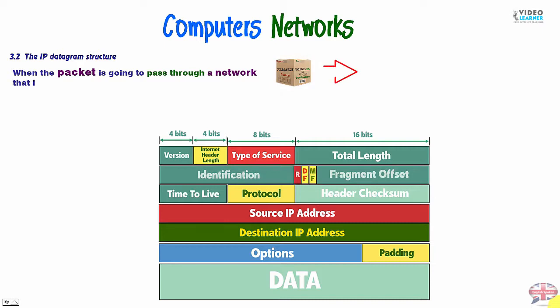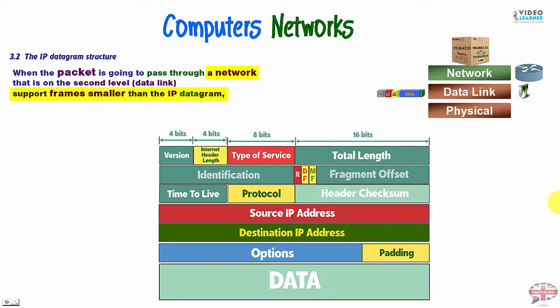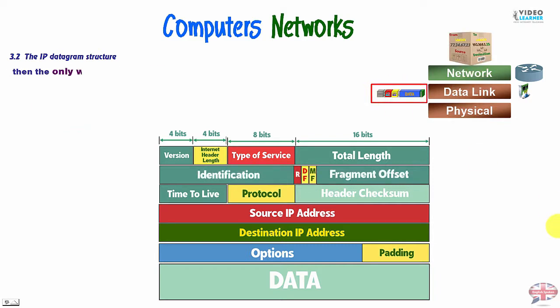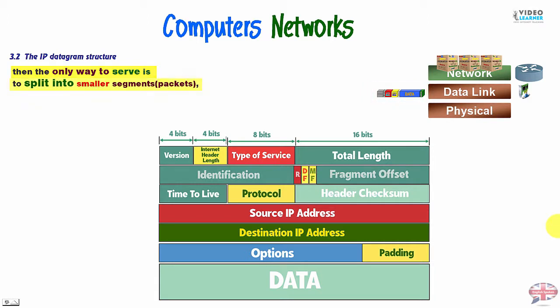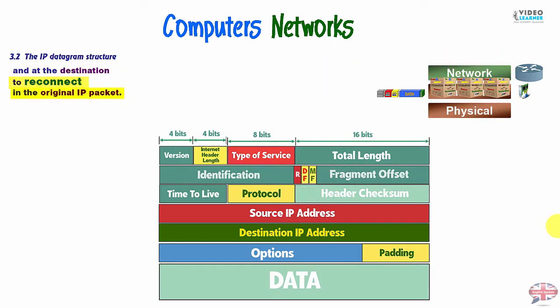This happens when the packet is going to pass through a network at the second level, called the data link level. If we have the OSI model or the TCP/IP stack layer model, we have the data link layer above the physical layer. Here we have a router, a network card, and cables, for example. When a network supports frames smaller than the IP datagram, we have packets, and here we have another packet called a frame. Then the only way to service it is to split it into smaller packets to go through the network, and at the destination to reconnect them into the original IP packet.